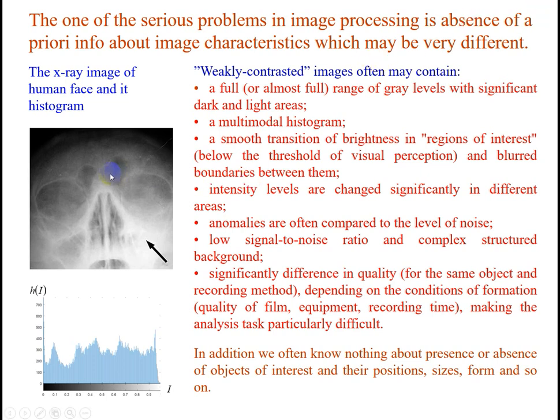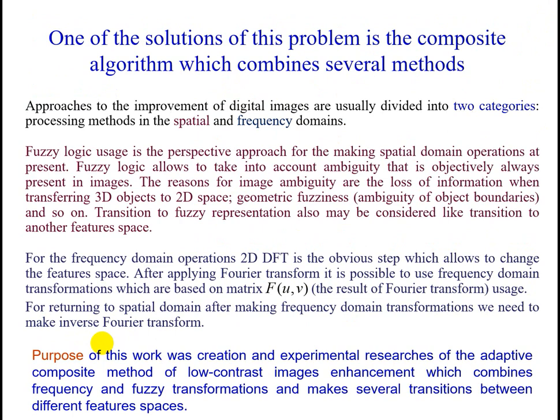From the left, we can see an example of such an image. It's an X-ray image of a human face, and here we can see the histogram of this image. One of the solutions of this problem is a composite algorithm, which combines several methods.